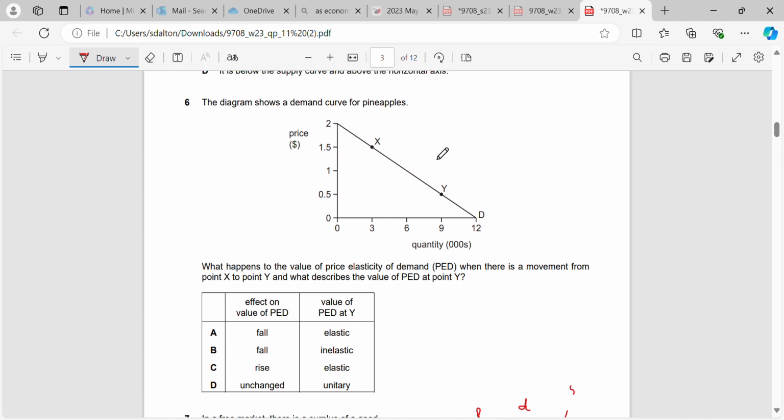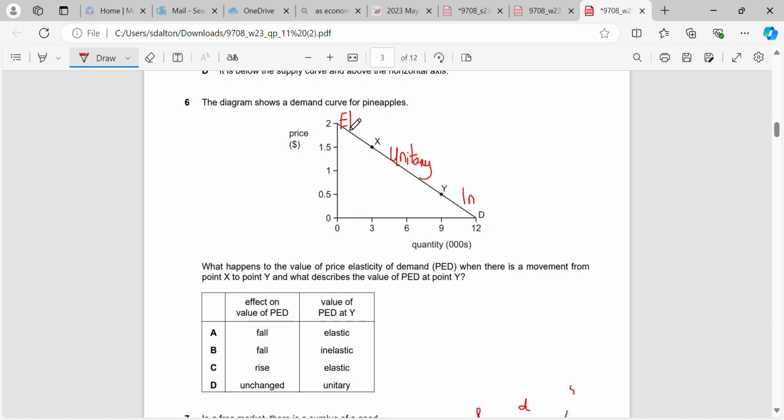As is question 6. So, what happens to the value of PED when there is a movement from point X to point Y? Now, without even trying to calculate it, which you could do anyway, okay? It's very simple. We remember with the linear demand curve that the further we are up here, the more elastic we are. In a linear demand curve, somewhere around the middle, we're going to have a unitary PED value. I've shown this already on numerous of the past paper videos. 2024, I have a good few questions on it. And the further to the right we go, the more inelastic we become.